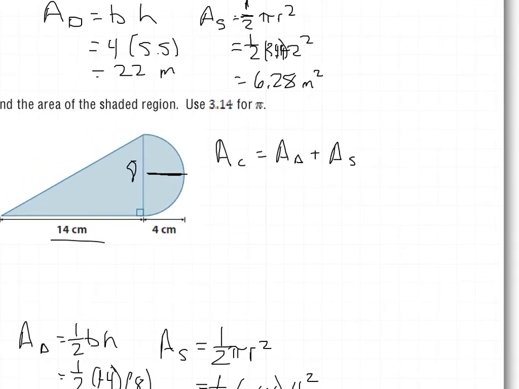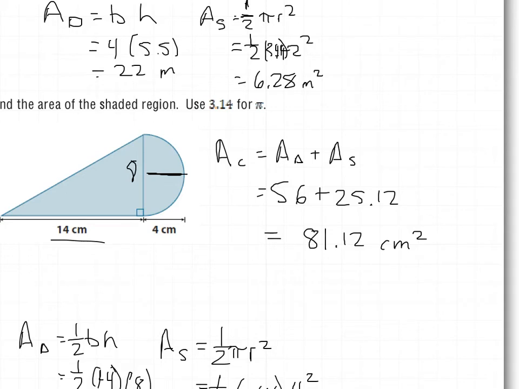So if I come back, I originally said that the area of this composite figure was the area of the triangle, which we've now said was 56 centimeters squared, and the area of the semicircle, which we've now said is 25.12 centimeters squared. Add that together, we're going to get 81.12 centimeters squared. Flip on over and let's go ahead and move on with a couple more problems.